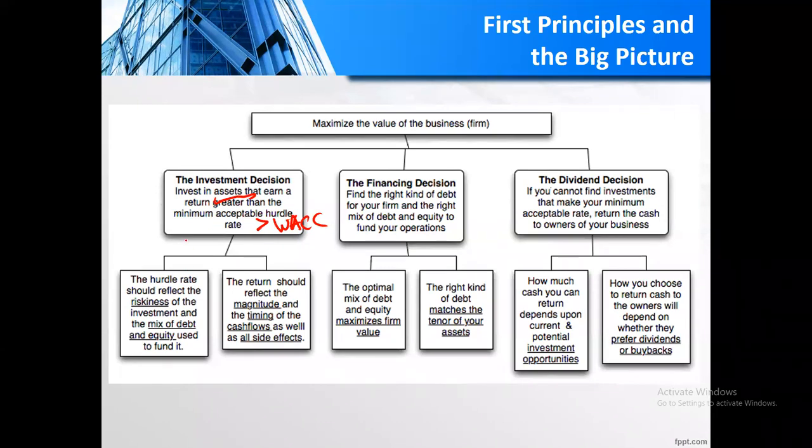Now, some very important aspects here. The hurdle rate, the WACC, should reflect the riskiness of the investment. Why is that so, guys? Because when we compute for the WACC, we know that the formula is the weighted cost. And we know that this is the weight of debt times the cost of debt times 1 minus tax, plus the weight of the common stock times the cost of the common stock, plus the weight of the preferred times the cost of the preferred stock.